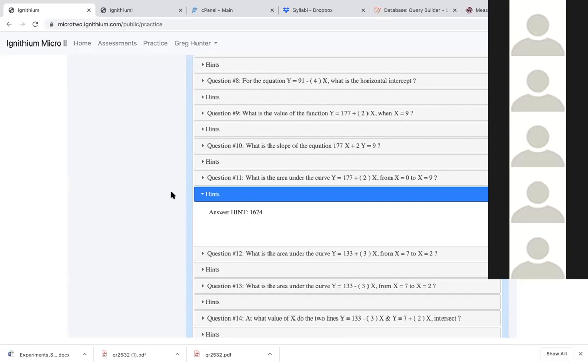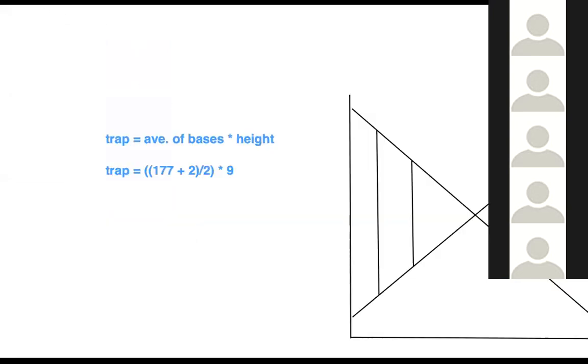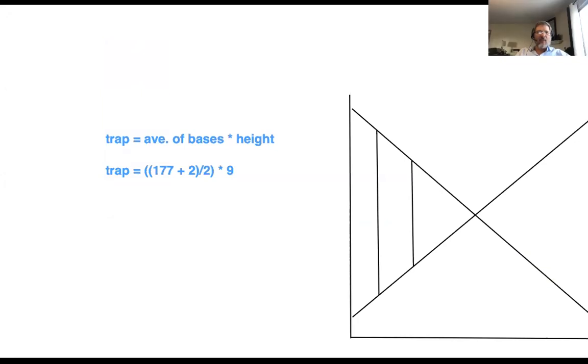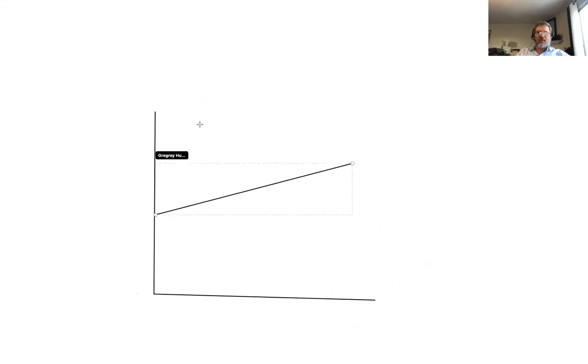Yeah. Sure. No problem. So we have the equation is 177 plus 2x, right? And it's from 0 to 9. So let's go ahead and go back to the whiteboard. The whiteboard is always giving me trouble this morning. Okay. So can you guys see the whiteboard? Yes. Okay, good. So here's our graph. It's a positive sloping line like this.